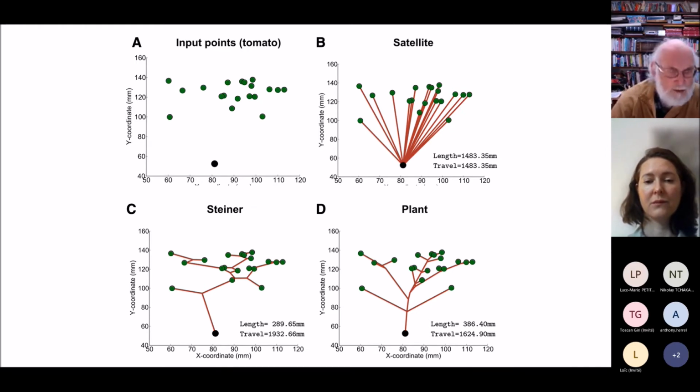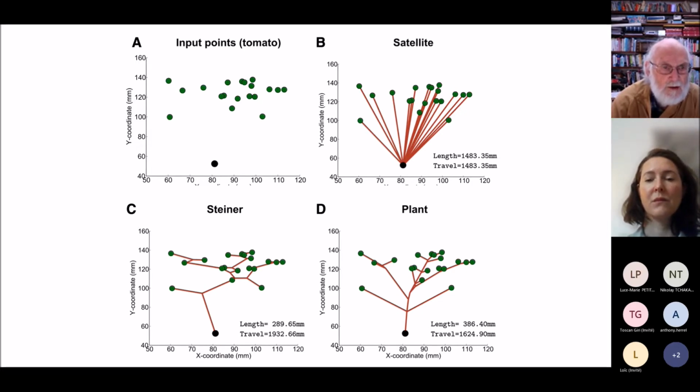I don't know why Steiner presumably invented it, and this has been mapped out by a computer, which has taken the shortest total distance which can join all those dots. And so you'll see that it bears very little resemblance to the way the plant morphology works. And you'll notice that the total length of that line is quite a bit shorter than the satellite one.